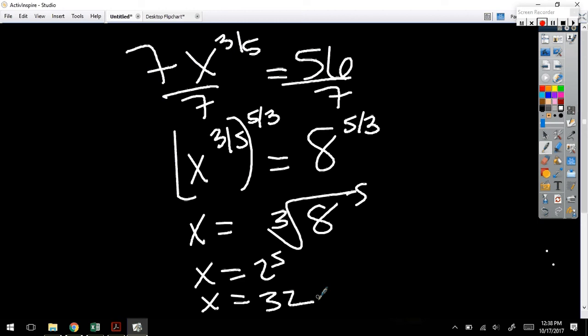Plus or minus? No, why? It's an odd root. Odd roots keep the same sign. Even roots take a plus or minus. So the answer is 32.